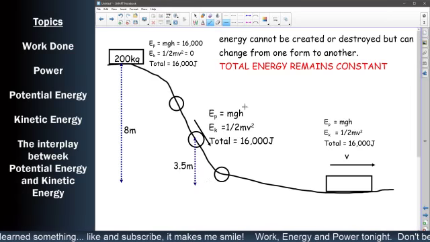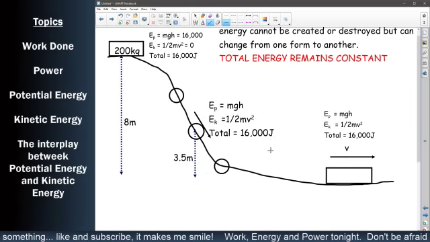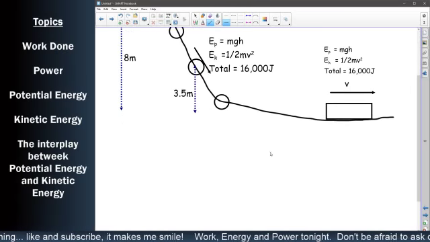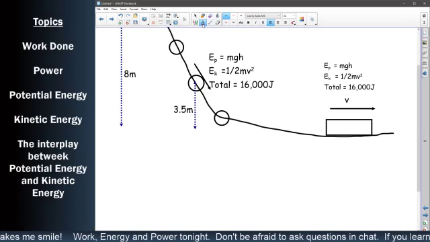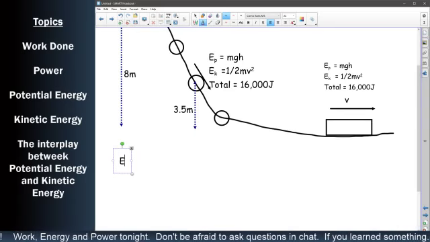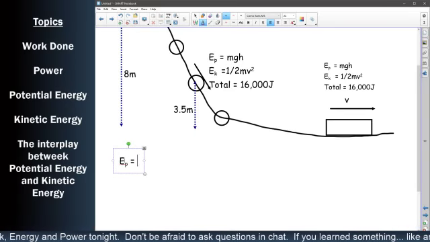So we want to find out what's going on at this point. Okay, so we add these two together, and we're going to get 16,000. But this time, there's no zero involved. This thing has potential energy. It's off the ground. This thing is moving. It has kinetic energy. So we need to have a little bit of a think about that one. Okay, so EP equals mgh.